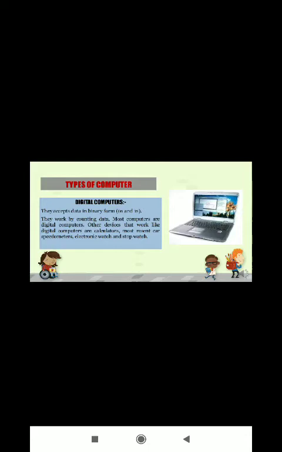The digital computer is designed using digital circuits. Okay. Now there are two main categories: general purpose computer or special purpose computer.